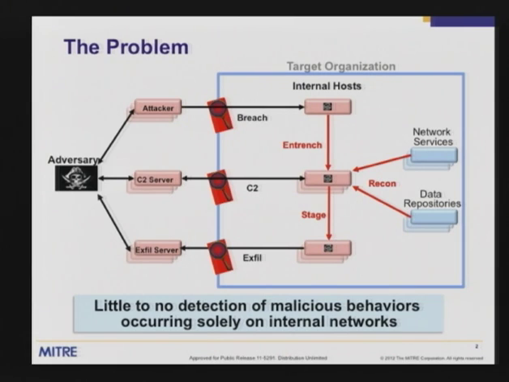The parts in red, really the entrenchment, recon, and staging, are activities internal to your network, and that's what we're trying to work on detecting, because there's been a lot of work on perimeter-based detection of activity. So we're trying to find ways to exploit the fact that you can have sensors internally and monitor your internals a lot more easily than you can when you're going external to your network.